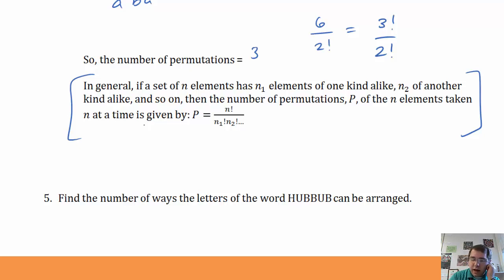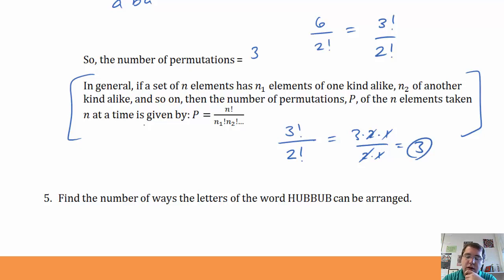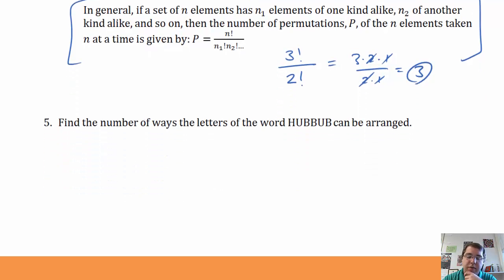So in other words, I had 3 letters, so that's my 3 factorial. I had 2 A's. So n1 is 2 elements of one kind alike. So that's 2 factorial. I didn't have any other repeated elements. So I just have 3 factorial divided by 2 factorial, which gives me 3 times 2 times 1 divided by 2 times 1. The 2's and the 1's cancel, and I get the 3 that I had. Maybe another example will make that clearer.